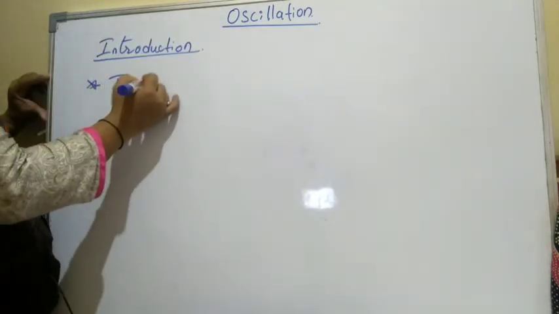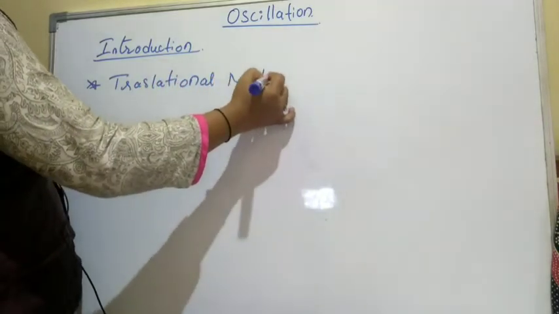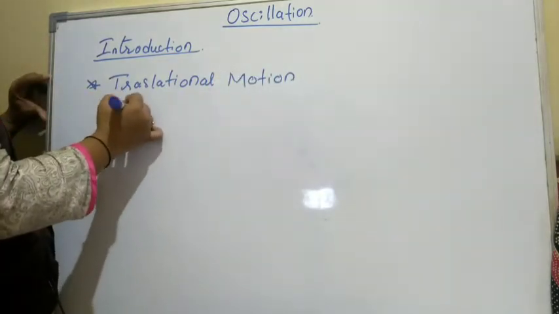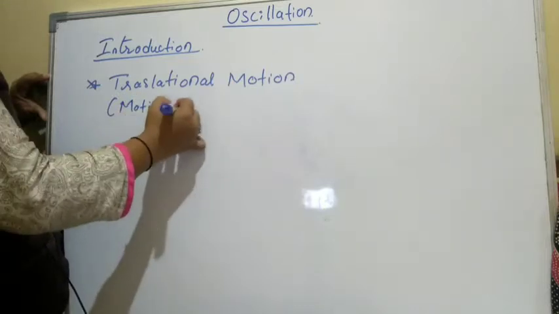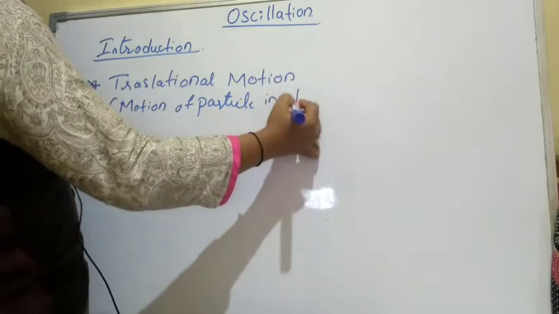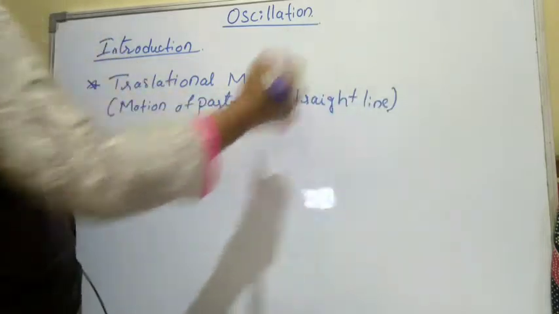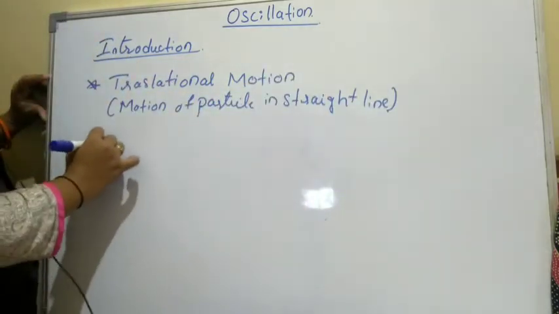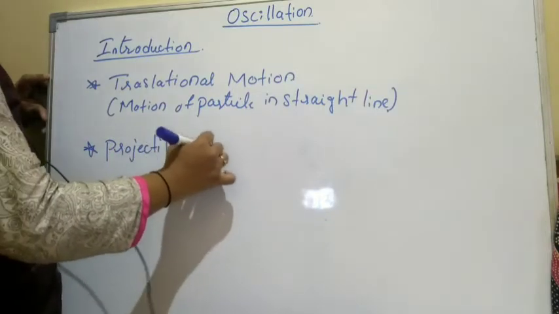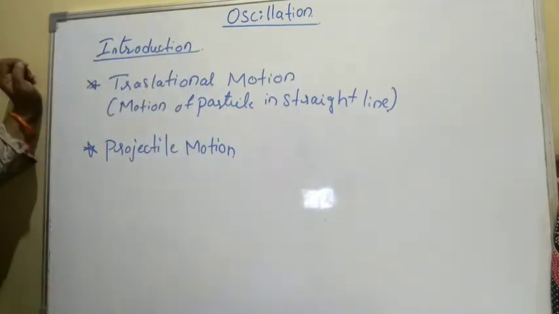Let us discuss translational motion. Translational motion is one where the particle executes motion in a straight line. This is also called the motion of a particle in a straight line. One more motion is projectile motion. We are going to study them one by one in detail.